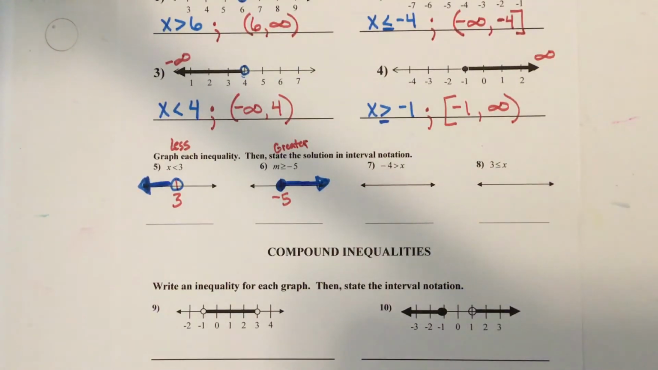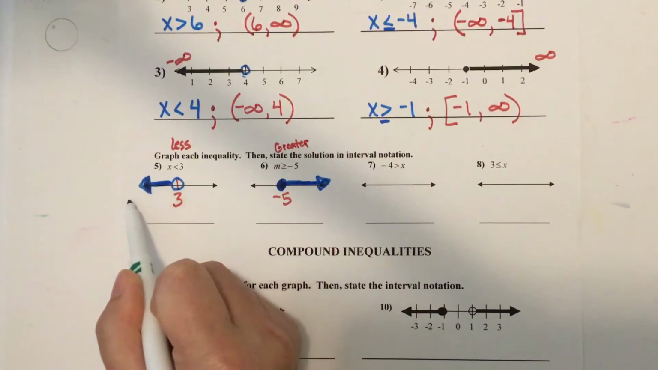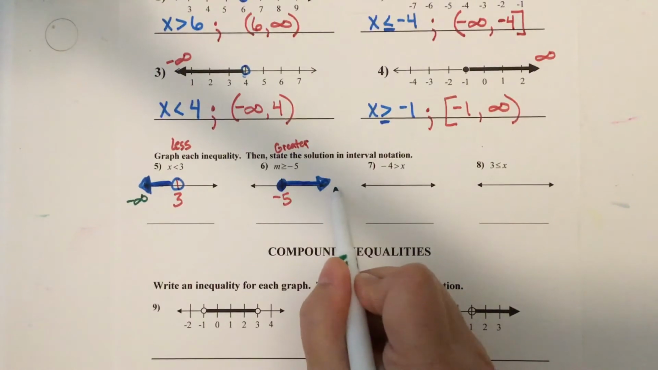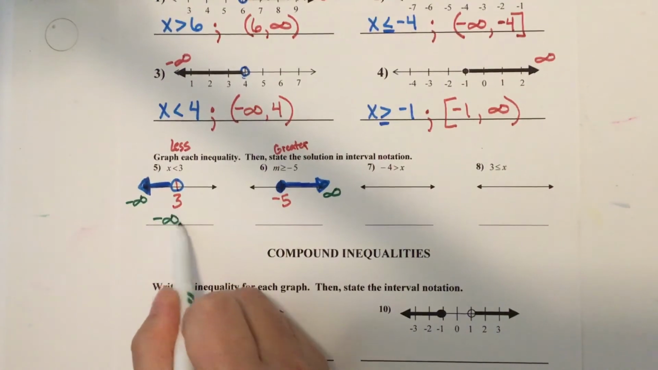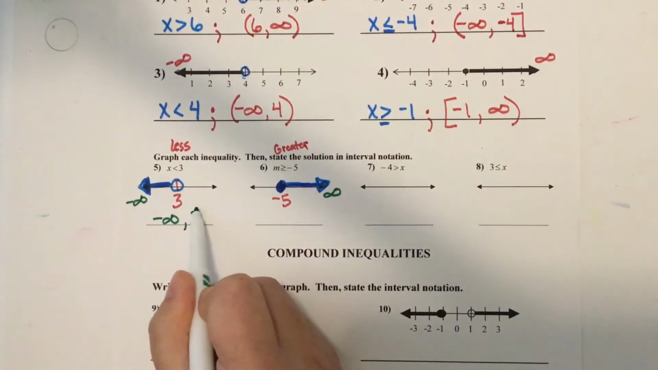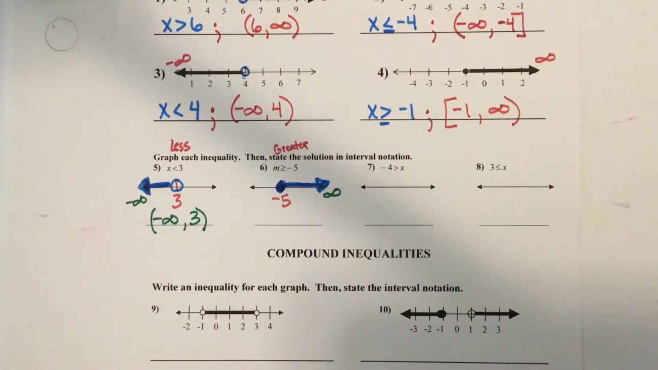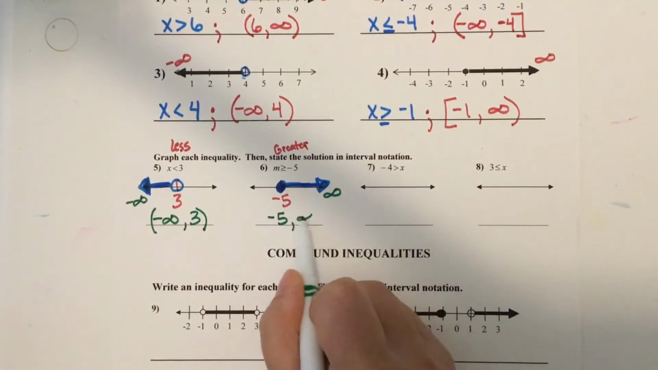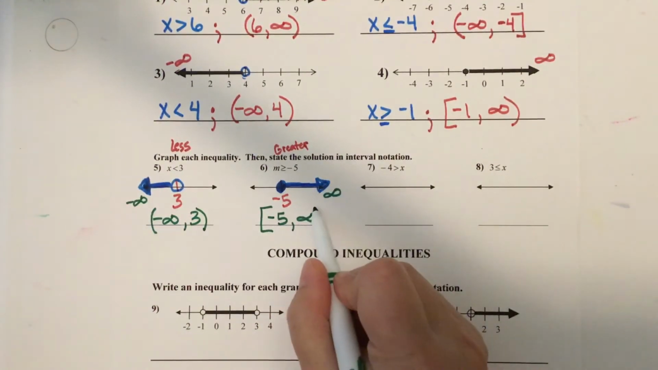Now, let's try to do interval notation for these. This one is going left, left, left, so it's getting smaller, smaller, smaller to negative infinity, whereas this one's going right, right, right, so it's getting bigger, bigger, bigger to positive infinity. So smaller number, bigger number, so negative infinity, comma 3. Open circles are parentheses, and infinities are parentheses, because you can't equal infinity. Okay, smaller number, bigger number, so -5, comma, infinity. Closed circles are brackets, but you can never equal infinity, so parenthesis.